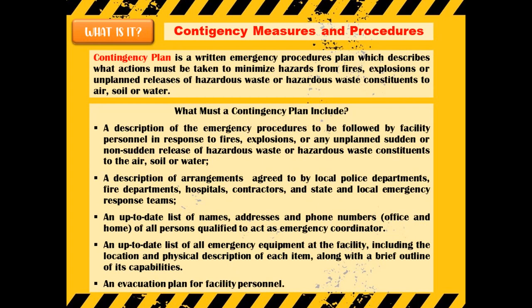A description of arrangements agreed to by local police departments, fire departments, hospitals, contractors, and state and local emergency response teams. An up-to-date list of names, addresses, and phone numbers of all persons qualified to act as emergency coordinator. An up-to-date list of all emergency equipment at the facility, including the location and physical description of each item, along with a brief outline of its capabilities. An evacuation plan for facility personnel.